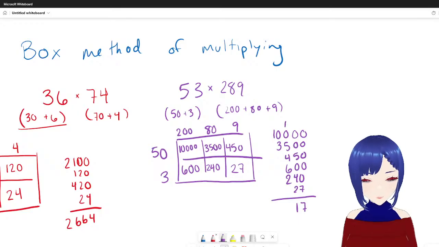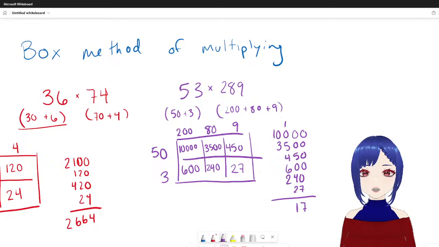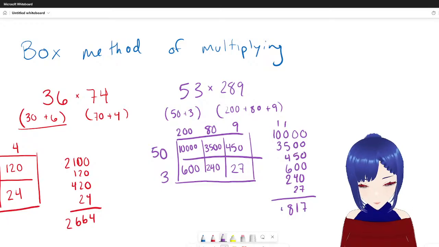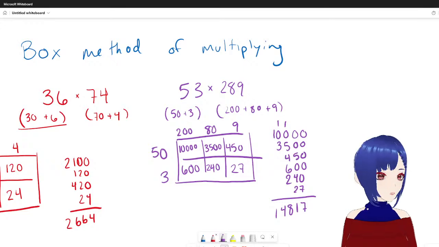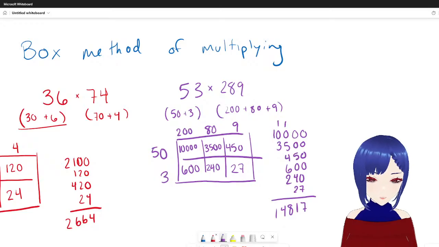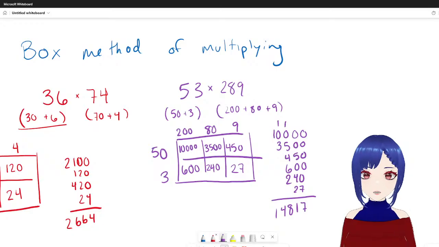We'll carry 1 here. 1 plus 5 is 6. Plus 4 is 10. Plus 6 is 16. And then plus 2 is 18, so we have an 8. And we carry another 1. 1 plus 3 is 4. And then 1. So if I do this with my calculator, we should have, we said 53 times 289.